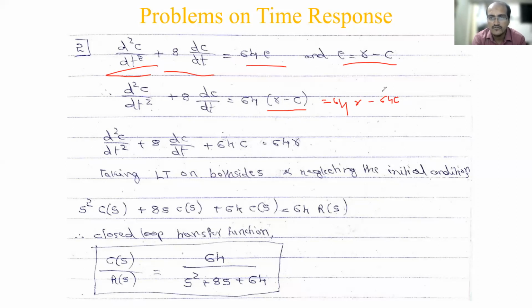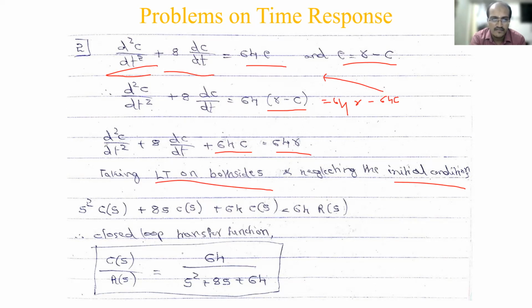So that's why what I will do, I will take this 64 on the left side. So then it will become 64C as a plus, and the remaining things have no changes. Now you can apply the Laplace transform on both sides, neglecting the initial conditions. Initial conditions means what? When you take the differential property, it will come S into F of S minus F of 0. That F of 0 term we are not considering.